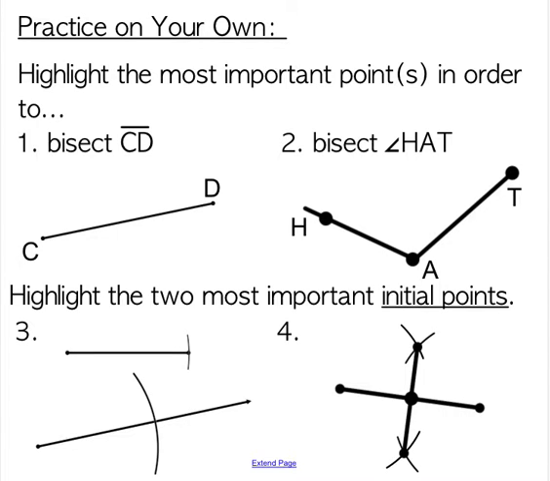So go ahead and practice on your own, and we're just going to practice highlighting because you can't really construct these without a compass at home. So just start by highlighting the most important points for numbers 1 and 2 in order to bisect the two objects. And then for 3 and 4, I want you to try to practice what were the two initial points in these constructions, because that's sometimes a hard task.